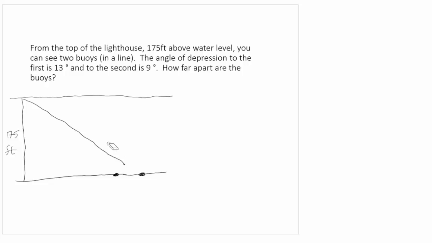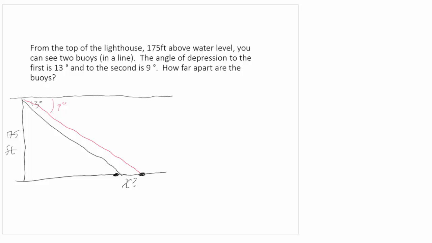oops, didn't draw that well. My angle of depression to the first is 13 degrees. My angle of depression to the second is 9 degrees. How far apart are the buoys? Alright, so now let's think a little bit about this. We have these triangles going on here, so how can we use those triangles?